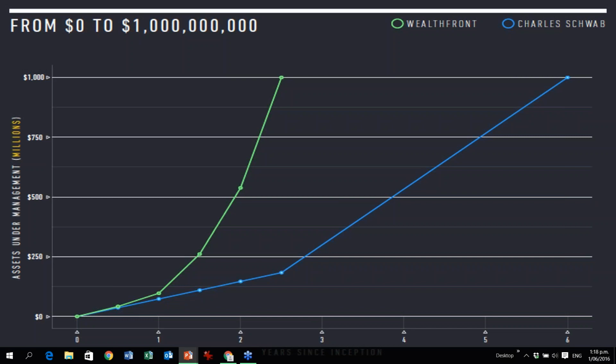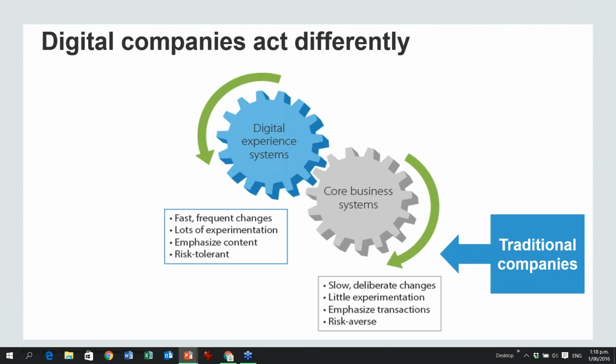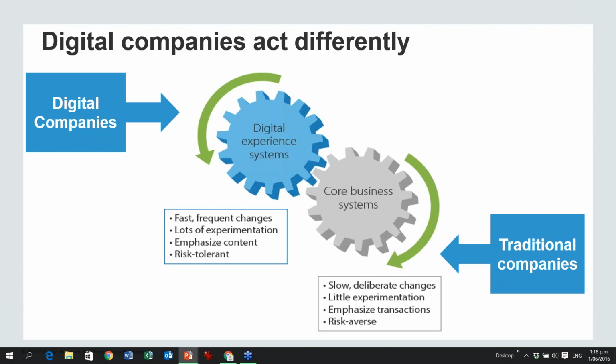This is just another example. This is Wealthfront, an investment firm, compared to Charles Schwab, and this is how quickly they got to $1 billion of assets under management. Wealthfront's obviously a digital investment platform. Again, this data is a few years old. I believe it took less than a year to double that, to get to $2 billion under management. So again, when you do digital and you do digital well, you can often get exponential growth in your customers. And this is where we see that digital companies and traditional companies act differently.